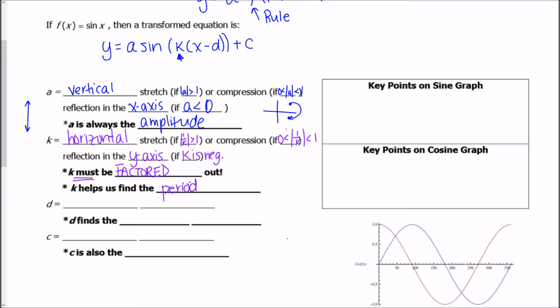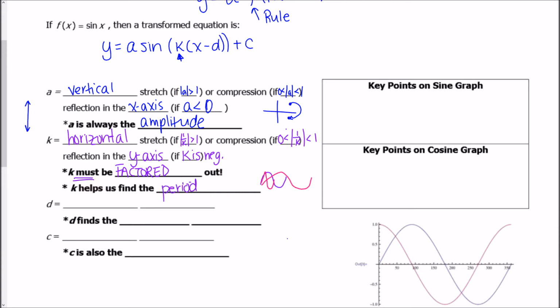But remember, the period tells you how long it takes to complete a full cycle. So if you're stretching it or compressing it horizontally, your cycle will end up being either smaller, it'll take less time, or it'll be longer, it'll take more time to complete a cycle. That's if you stretch it or if you compress it.